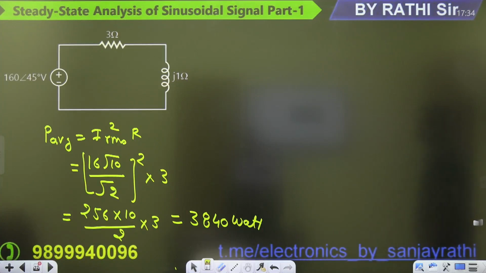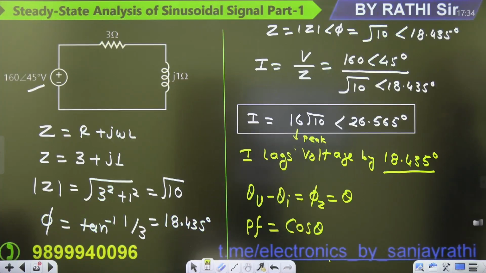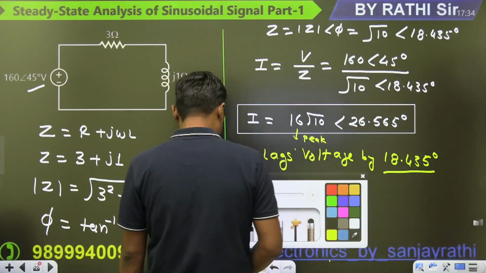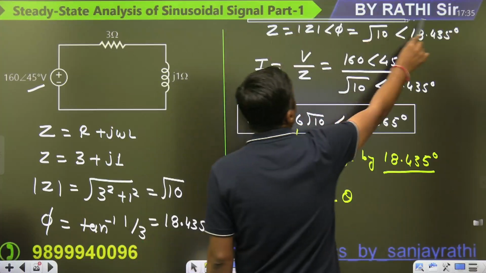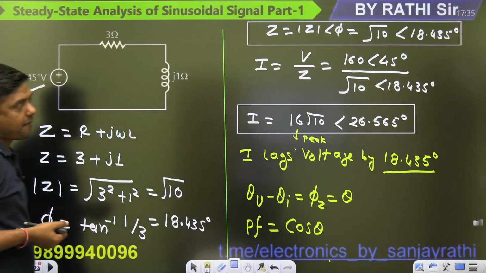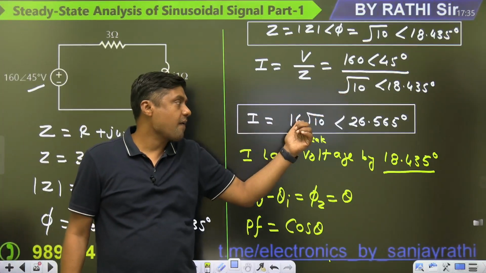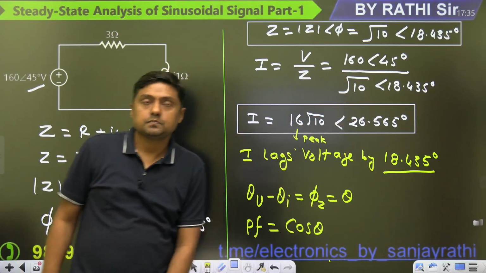Regarding the current, where is the negative? Tell me. What is the angle of Z? Positive, no? Angle of Z is positive. Inductive means the angle of Z is positive. This is the positive angle. Where is the negative angle? But it is in the denominator, so we have to subtract, and that's why the current lags the voltage by this angle. Okay.